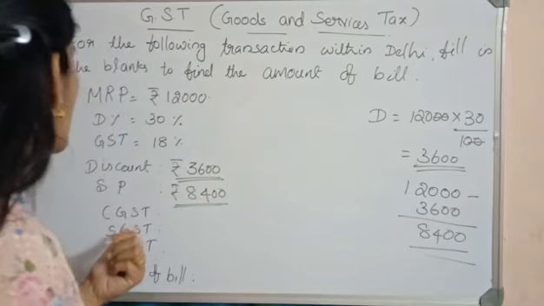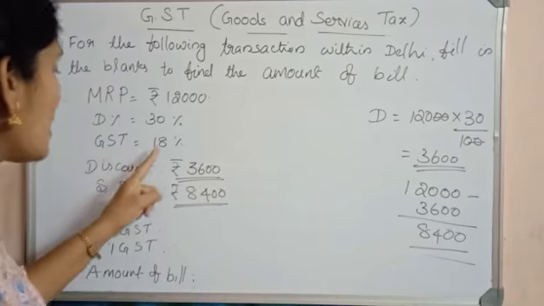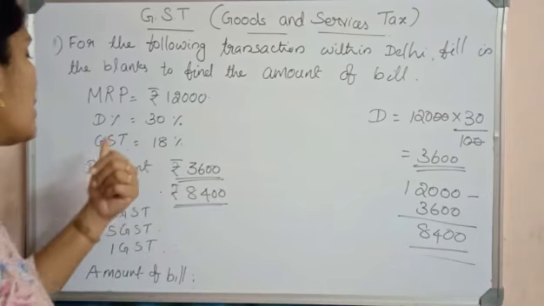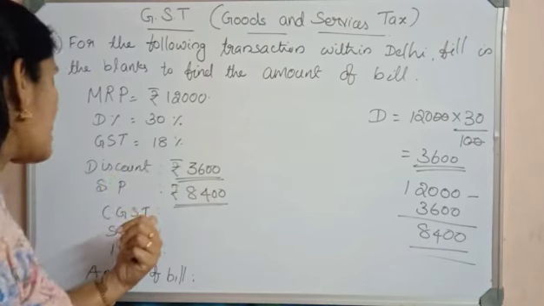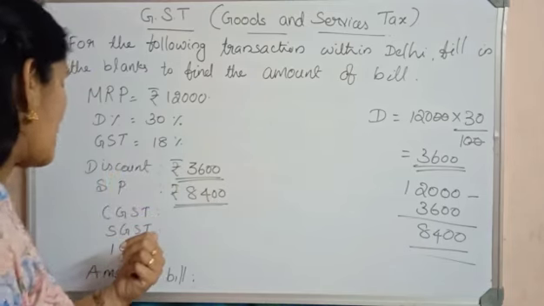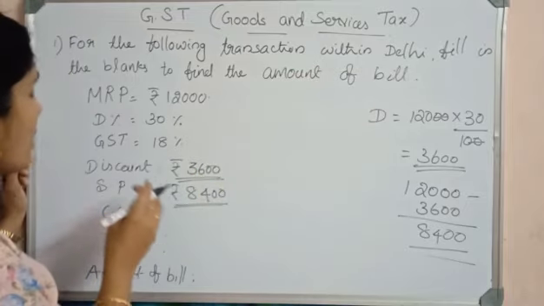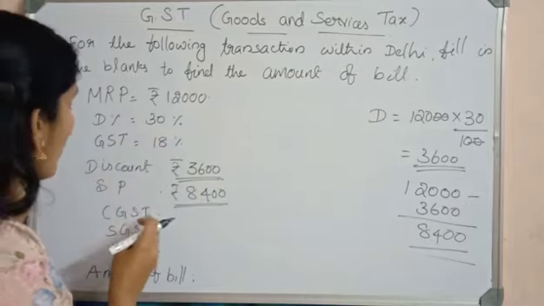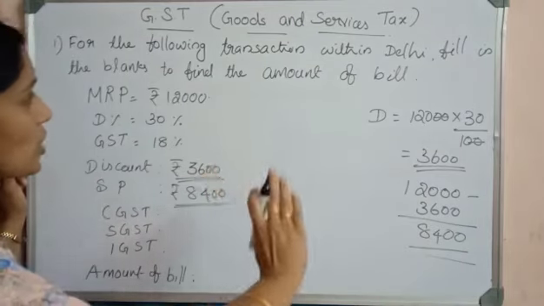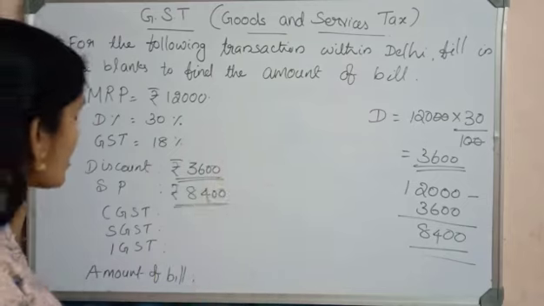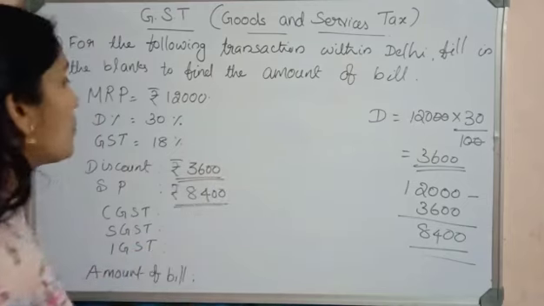Now the CGST as well as SGST is calculated. It is given that the GST is 18%. Whenever the GST is given as 18%, CGST will be 9%, SGST will be 9%. If the transaction is taking place within the state, the GST is divided equally as CGST as well as SGST. If the transaction is taking place from one state to the other state, then directly we will be calculating the IGST with the given percentage.